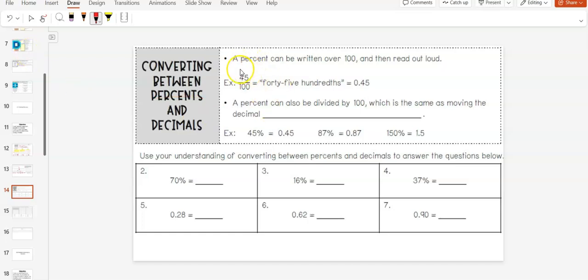There you go. So a percent can be written over 100 because that's what percent means, and then read out loud. So 45% would be written as 45 over 100, which is read as 45 hundredths. Now, if you know anything about decimals, 45 hundredths written in decimal format would be 0.45.